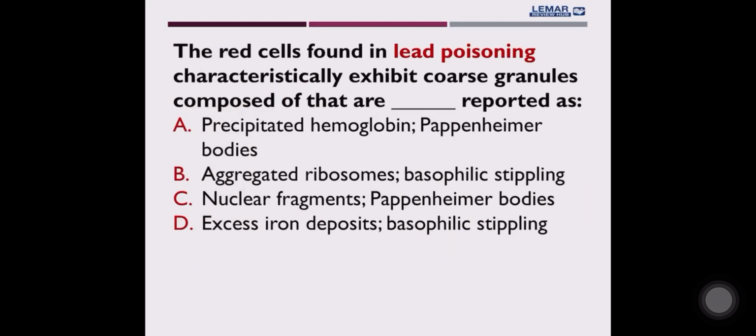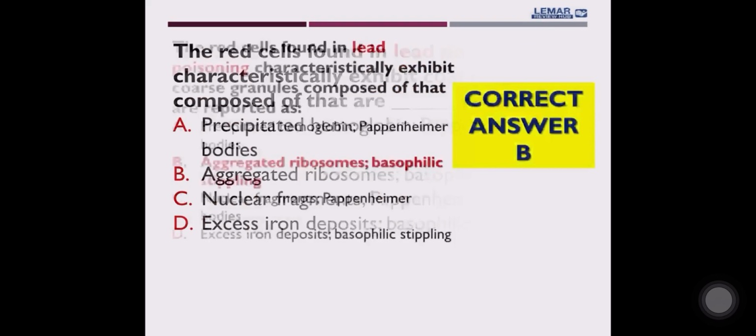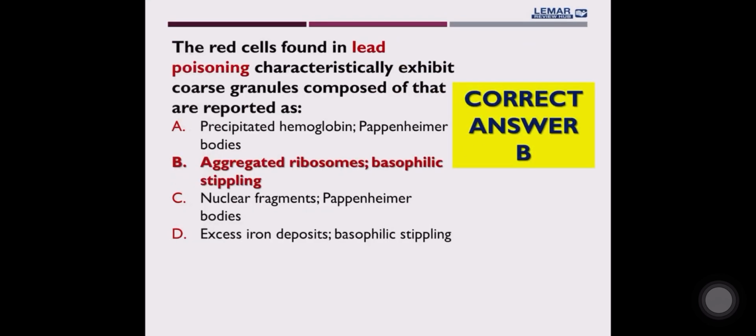The red cell found in lead poisoning characteristically exhibit coarse granules that are composed of RNA and reported as, in lead poisoning, coarse basophilic stippling. What are basophilic stippling? These are aggregates of ribosome and RNA.